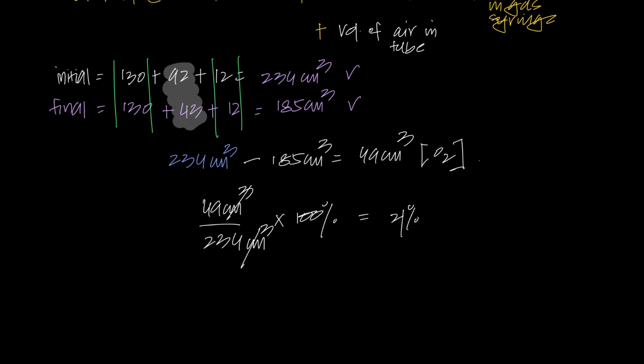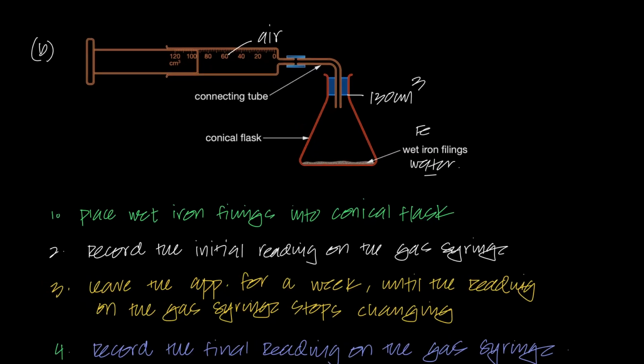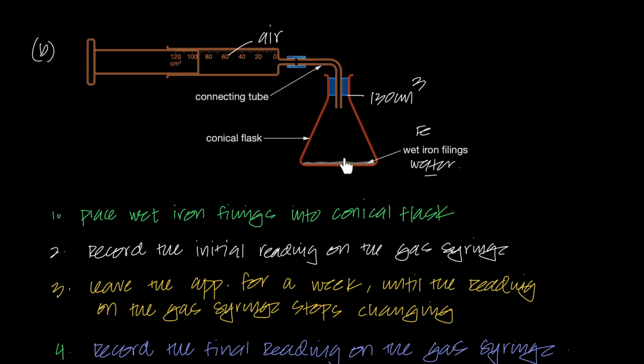And then the other reason could be that the wet iron filings that you had may not have been in excess, right? And how do you ensure that the wet iron filings that you have are in excess? You ensure it by adding so many iron filings that even when the volume of the gas syringe is no longer changing, you still have these iron filings available. It's not just red-brown rusted iron everywhere, right? So one other possible reason could have been that not enough iron was added at the beginning, right?